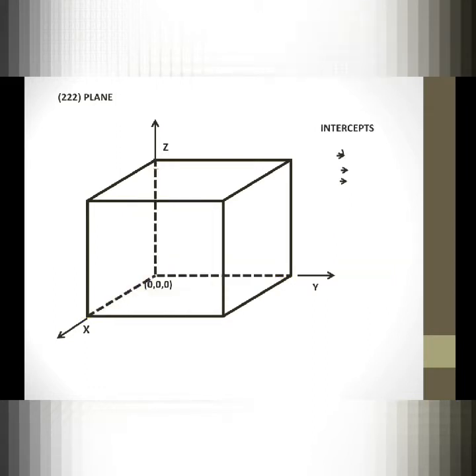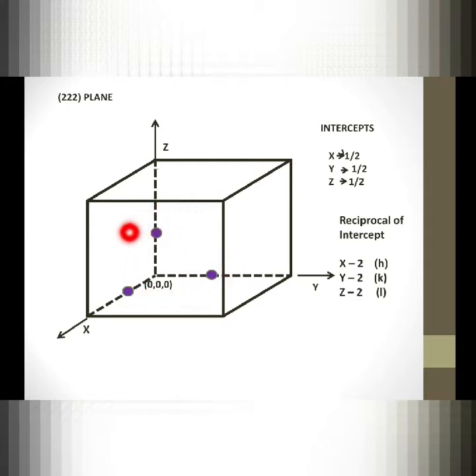Now take another example, when the intercepts are half, that is x is equal to half, y is equal to half and z is equal to half. I am telling again that these are not to scale, I am just taking them arbitrarily. This intercept is half, this intercept is half and this intercept is half, and the plane we get, which plane is this?